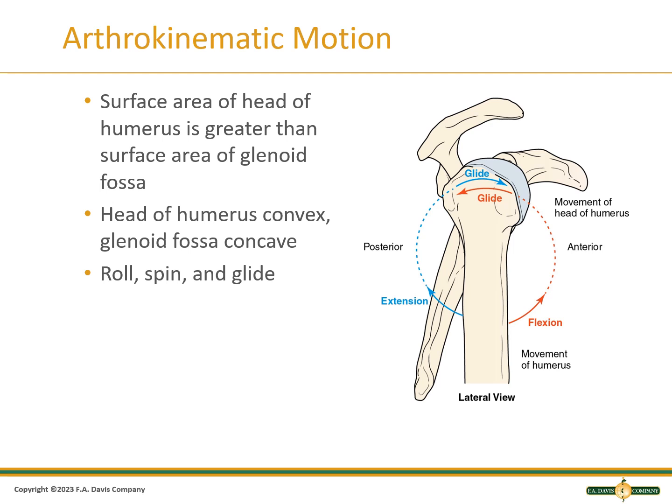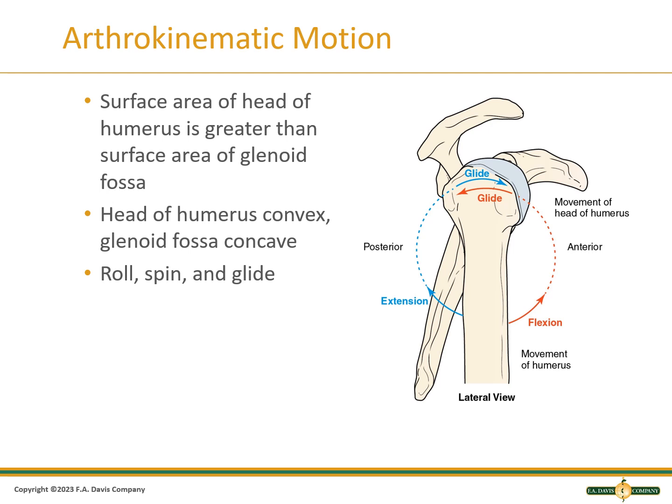Looking at the arthrokinematics of the shoulder joint, the surface area of the head of the humerus is greater than the surface area of the glenoid fossa, and that's part of why we need the scapulohumeral rhythm to maintain positioning of the glenoid fossa to support the humeral head. The head of the humerus is going to be our convex surface, the glenoid fossa is going to be our concave surface, and we see a roll, glide, and spin in this joint.